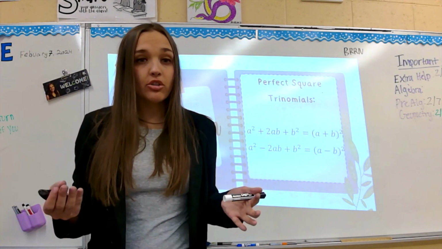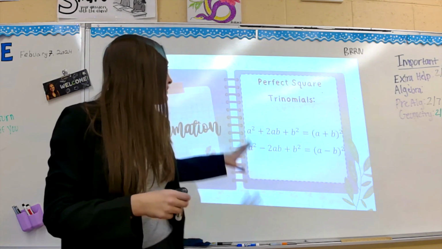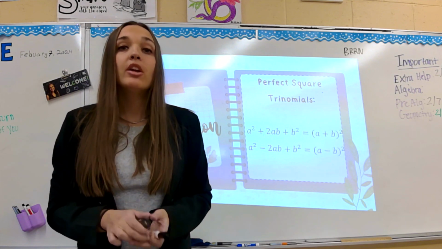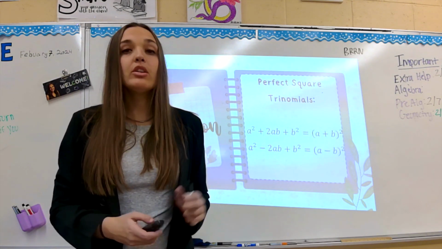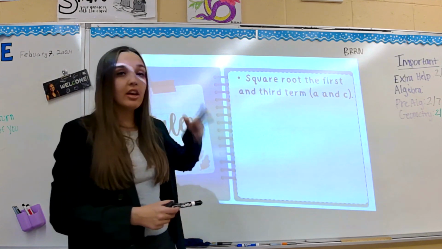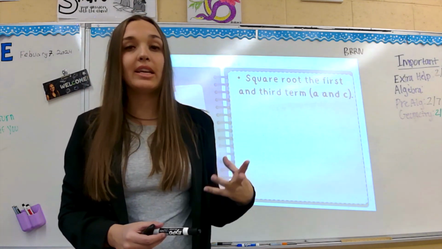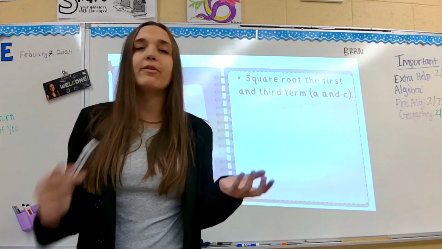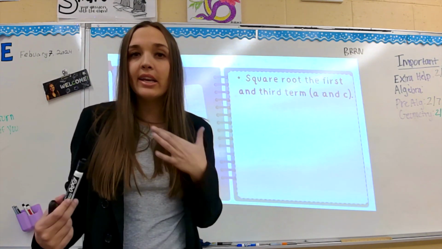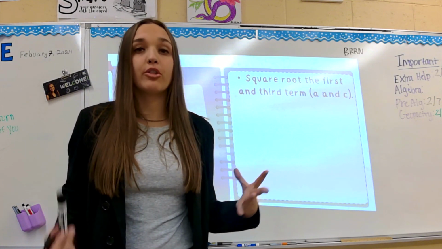Some teachers are very strict with this, like I am, but it's very important to use the shortcut. We don't have to sit here and take so long to solve a problem. You could just do it and be done. So let's look at the rules. The rule is to square root the first and third term. In our ax squared plus bx plus c, that's our a and c. I know this is confusing because we're saying a and b, but b is our middle term, and we're using a and c. Just think of it as the first and third term.